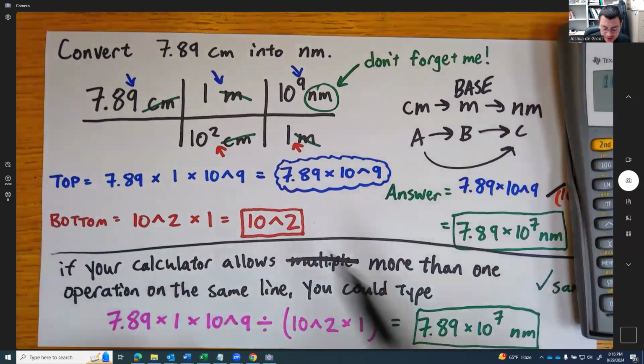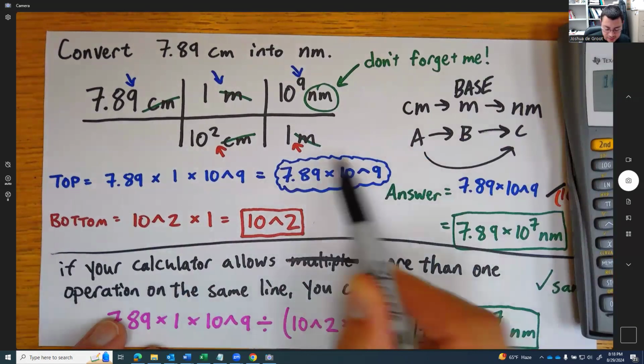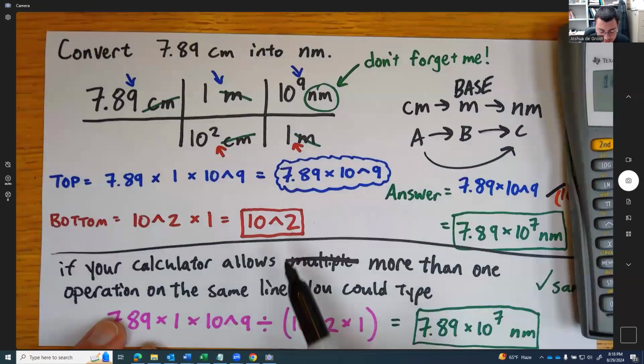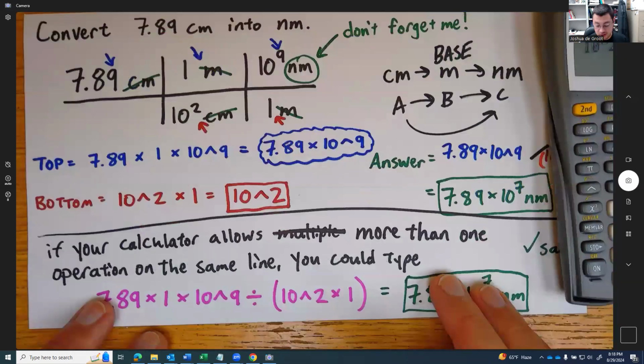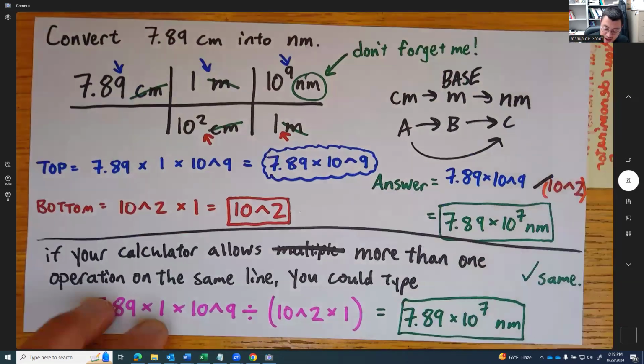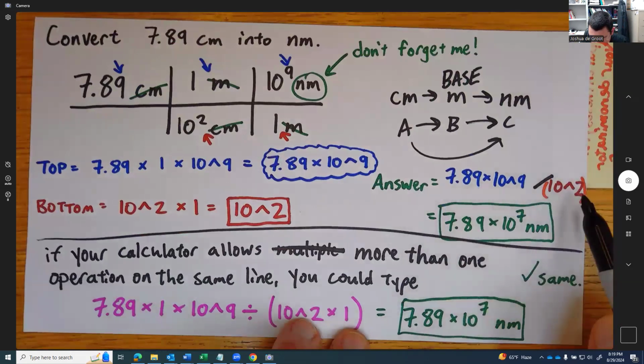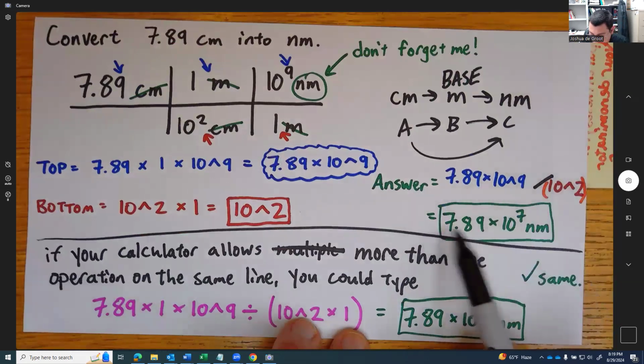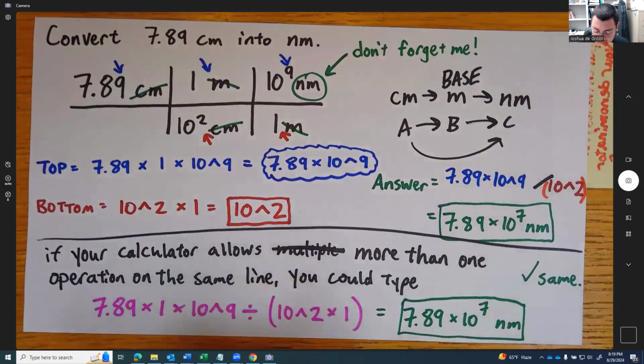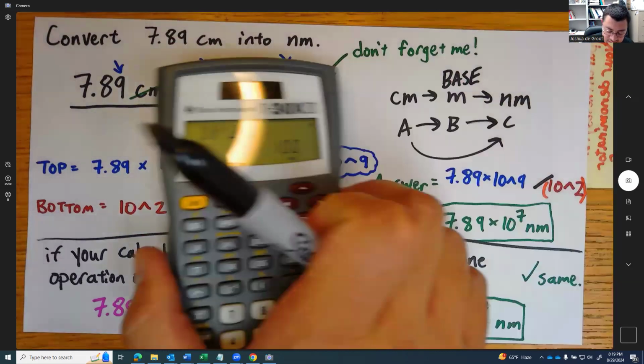But point being, I got my top answer, which I put in a blue fluffy cloud. And then I got my bottom answer, I put in a red box. Okay. So I take my top answer, divide by my bottom answer, and then I get my final answer of 7.89 times 10 to the 7th.